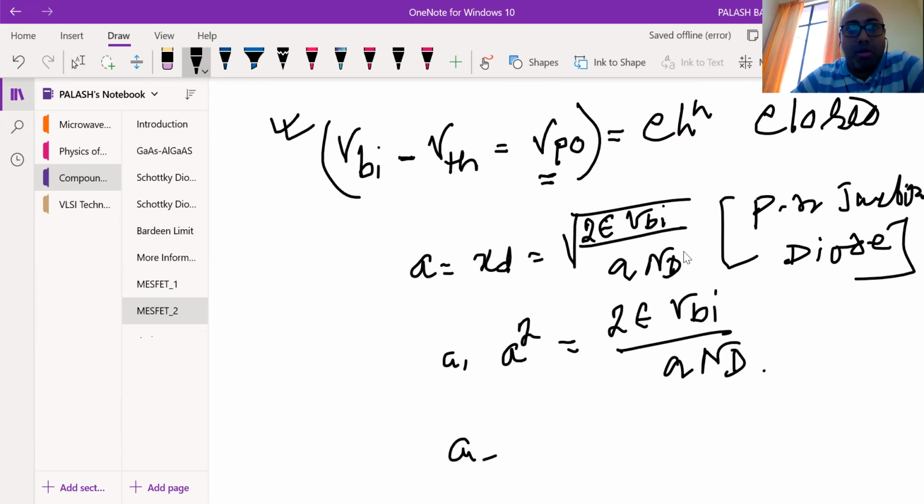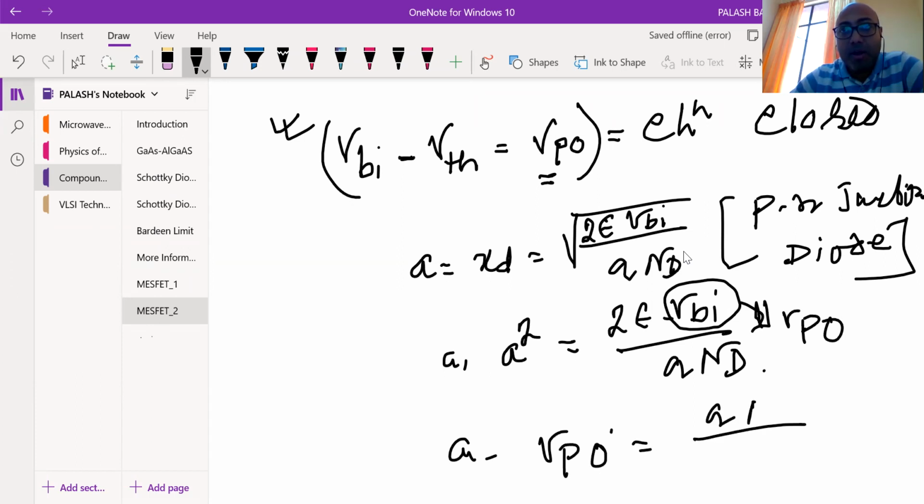Okay, so here what is the potential? Instead of VBI, you have to replace it by the pinch off voltage, right? So you have to write the pinch off voltage, QND, A square.